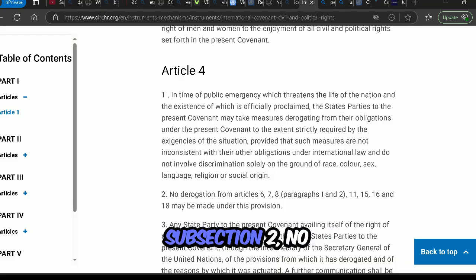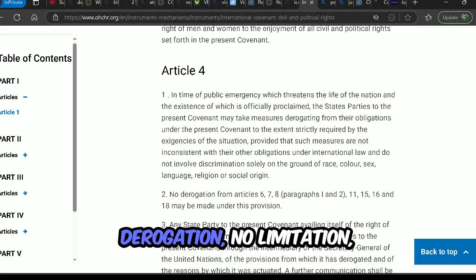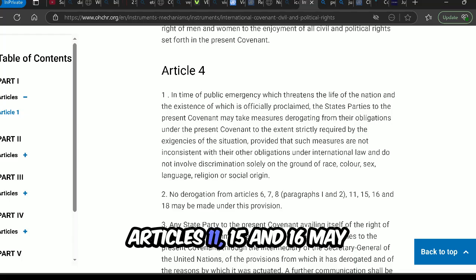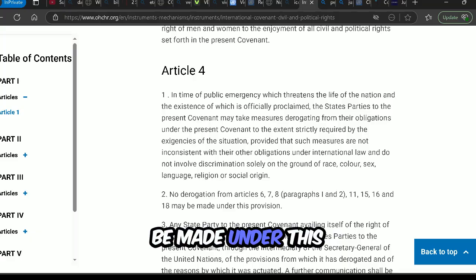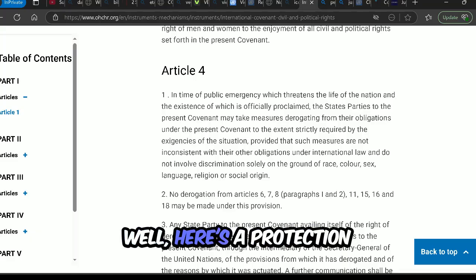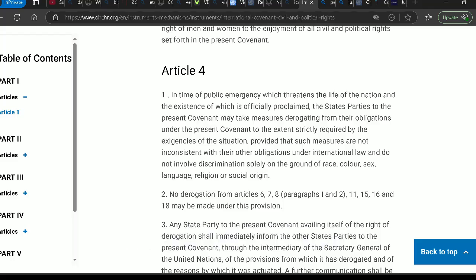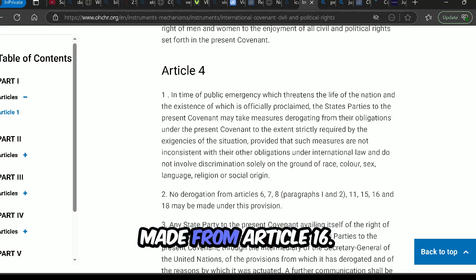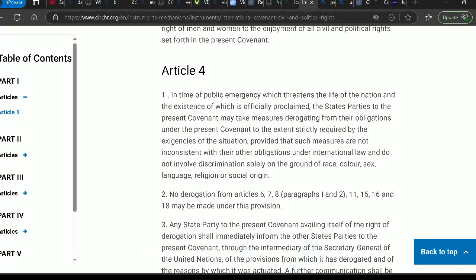And then it says in subsection 2, no derogation, no limitation, no abridgment from Articles 6, 7, and 8, Articles 11, 15, and 16 may be made under this provision. Well, here's a protection mechanism for Article 16. And it clearly states that no derogation can be made from Article 16. No limitation can be applied to it.